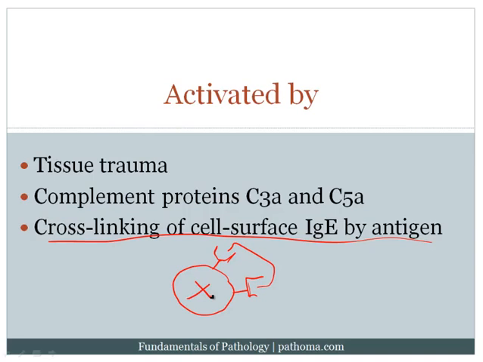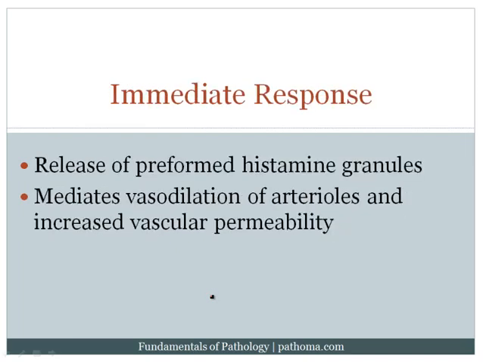So it's important to remember that there are three ways by which the mast cell is activated. Number one, tissue trauma. Number two, complement proteins C3a and C5a. And number three, cross-linking of cell surface IgE by antigen. Now, once the mast cell gets activated, it undergoes an immediate response, and the immediate response results in the dumping of preformed histamine granules.